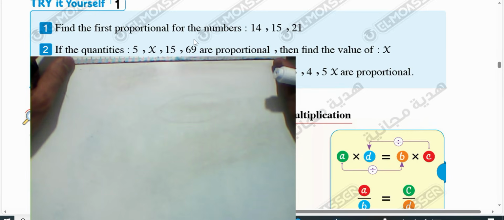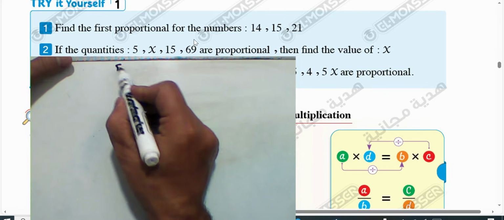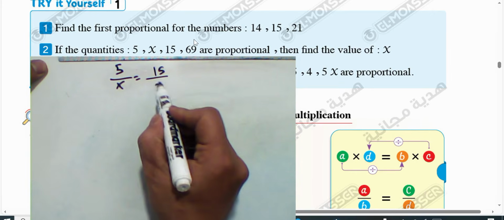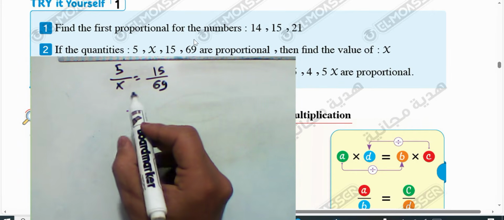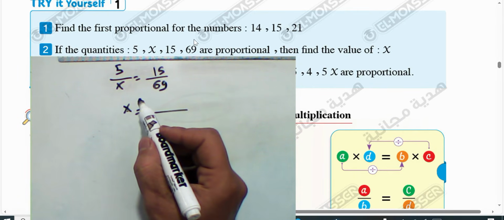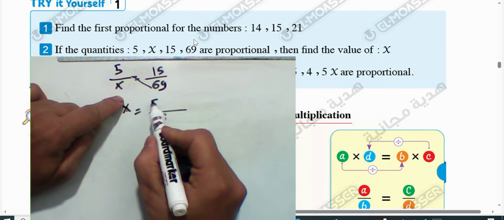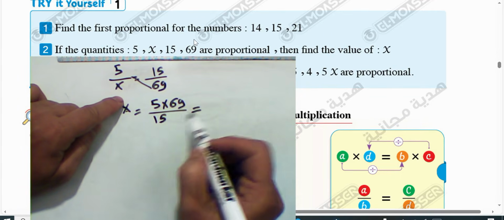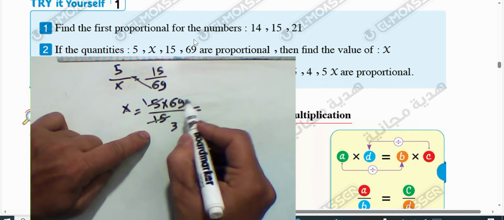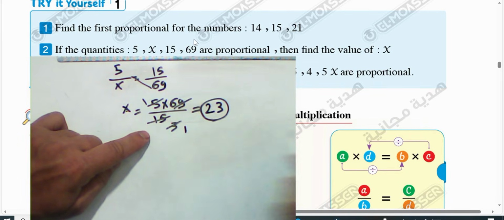Next question. The quantities are proportional. Then find the value of x. Proportional means first over second, like 5 over x equals 15 over 69. For the value of x, we can write here the product of extremes equals the product of means. The value of x equals 15, the coefficient of x, and 5 times 69. Then you can simplify by dividing by 5 up and down. It will be 3 over 69, then 69 divided by 3: 3 divided by 3 is 1, 6 divided by 3 equals 2, and 9 divided by 3 equals 3. Then the value of x equals 23.